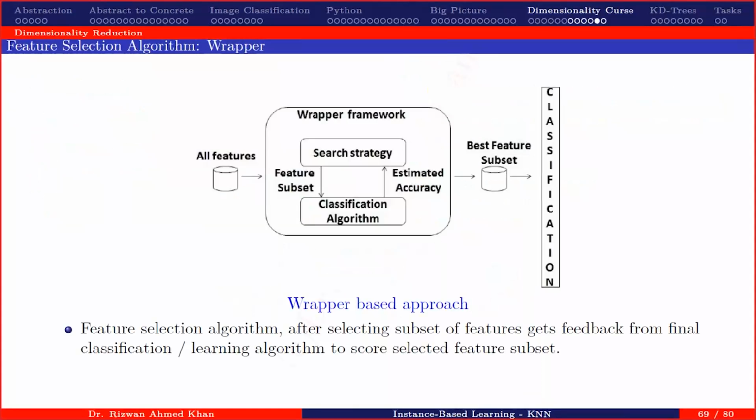But the wrapper approach is just the opposite. It will select a subset of features. It will pass it through a classification algorithm to see what the result would be if we choose those m features. And it will do this iteratively for all the subsets extracted from the dataset, and based on the results, it will choose the best one. So are you getting the difference between the filtering approach and the wrapper based approach for feature selection?